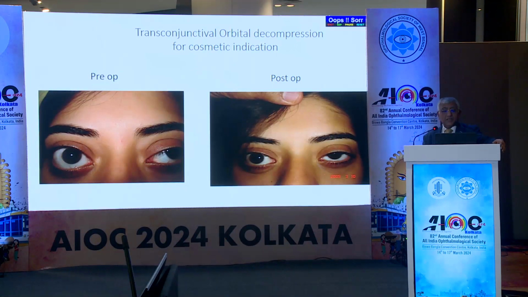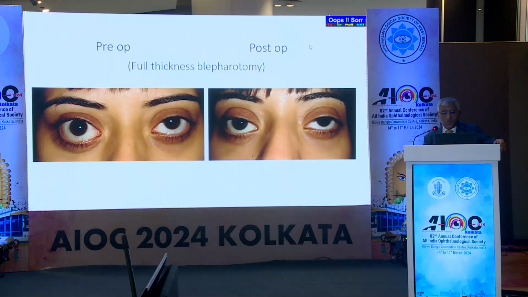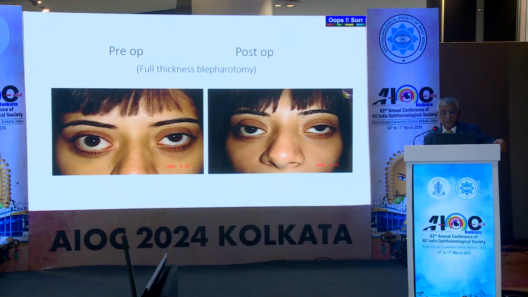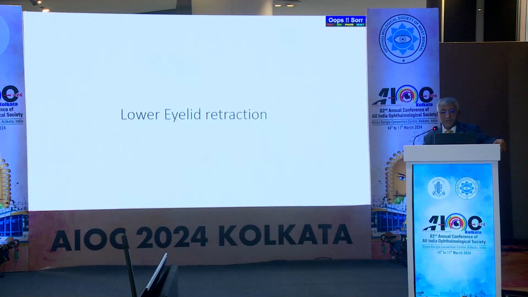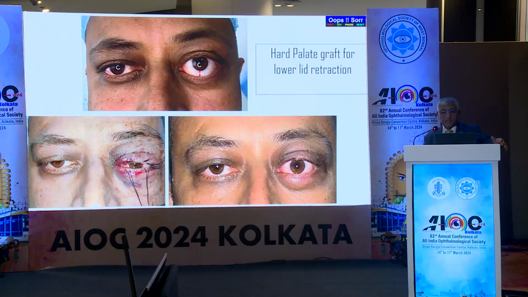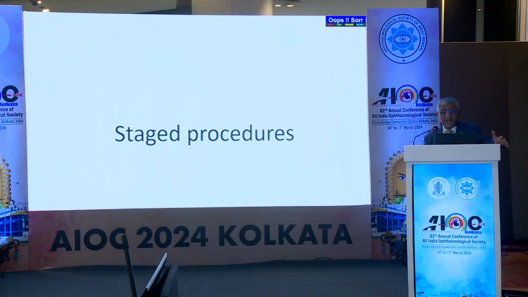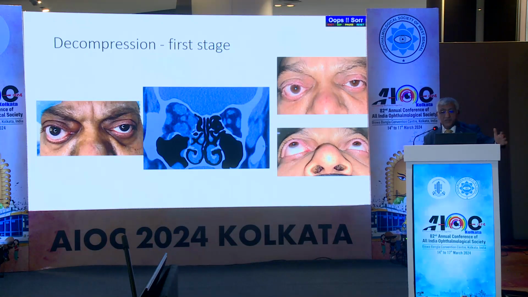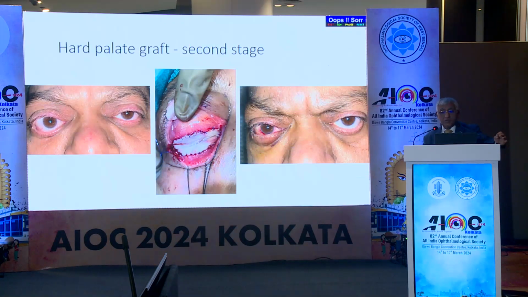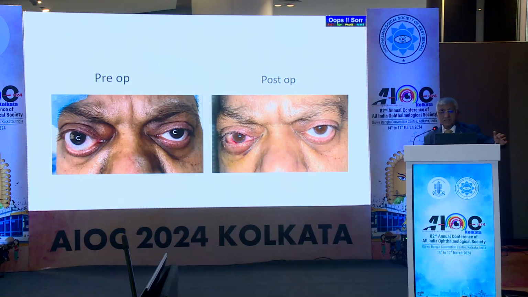skin muscle. So this is an example of a transconjunctival orbital decompression for cosmetic indication, followed by a blepharotomy for correction of the eyelid retraction. We'll skip the lower eyelid retraction, hard palate graft, and staged procedures. As we said, you first do a decompression, followed by a hard palate graft for correction of these cases.